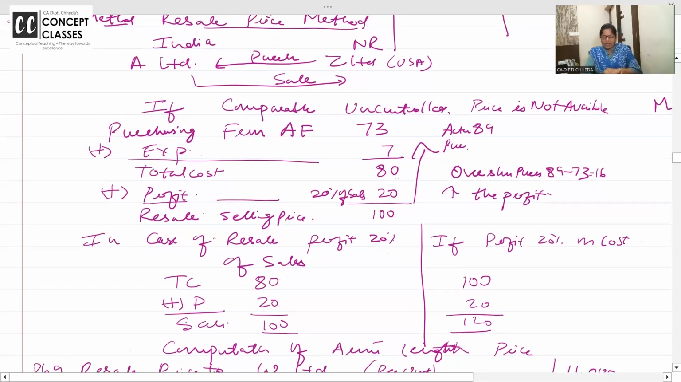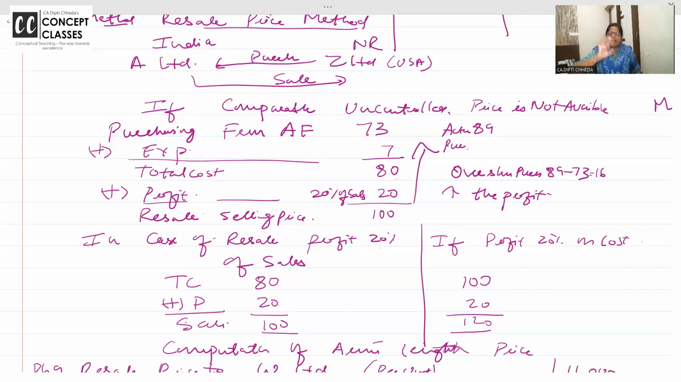Now, cup method के लिए क्या चाहिए? Comparable uncontrolled price, unbiased price should be there. If it is not there, okay, can we go for RSP? Listen to me. When you will follow RSP, when I am buying from my associate enterprise, and I'm adding my expenses and profit and further selling. I'm just buying from my associate enterprise. It's not selling to anyone else.